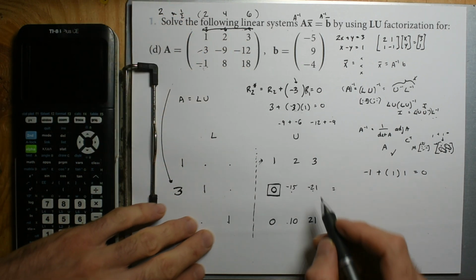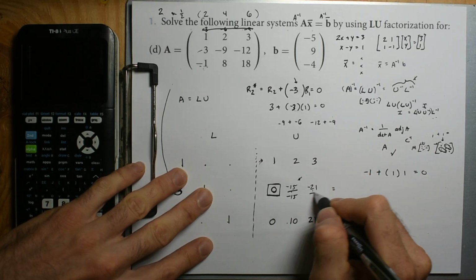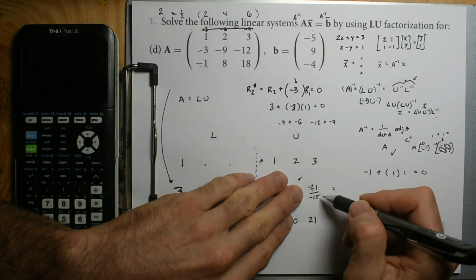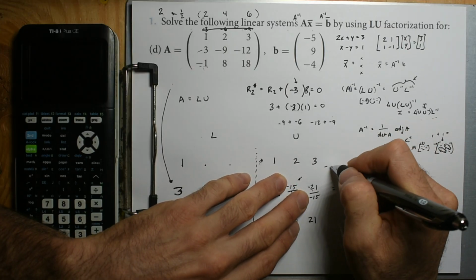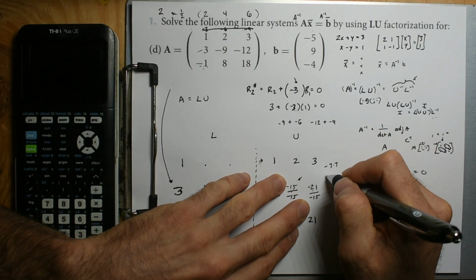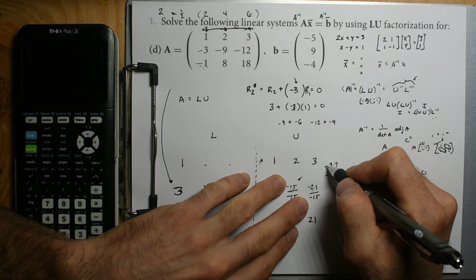Alright, now we want to get this row to be a 1. I'm going to divide by negative 15, divide by negative 15. This kind of looks ugly. I've been using this a lot. Just factor things out. 21 is a 3 times 7. Negative 15 is a 3 times 5. The 3's cancel. The negatives cancel.